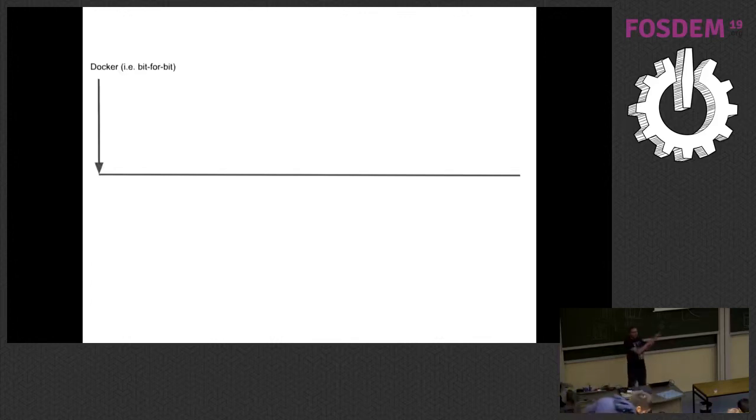On one end of the spectrum, there's Docker or OCI images, which are bit for bit exactly what the developer built. You get exactly those same bits. In particular, you get the same version of SSL, the same version of Python, the same version of Java, the same version of all the dependencies in the whole world that the developer used. So you know exactly that that's going to run. And that's very nice.